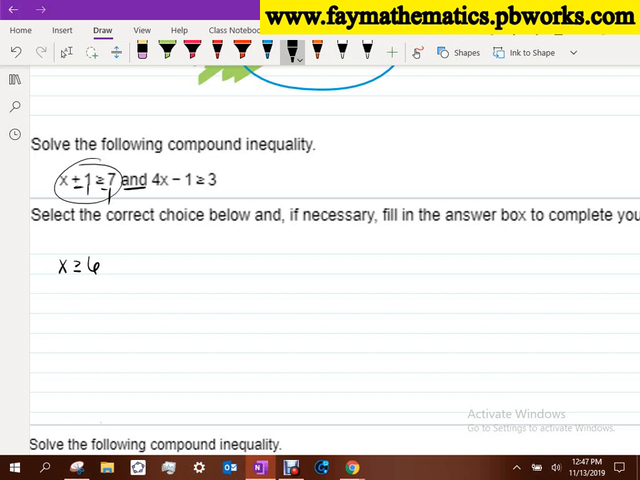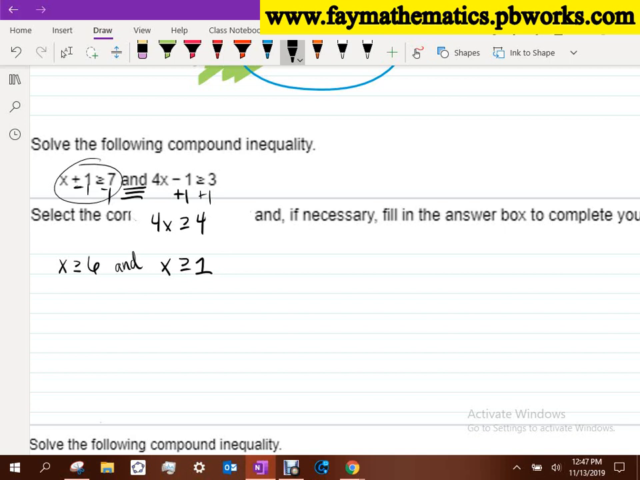Now we got the word "and." Now what are you going to do here? Add 1. Okay? So if I add 1, it's going to give me 4x is greater than or equal to 4. Then what are you going to do? Divide by 4. So x is greater than or equal to 1, right? So now here's the thing. If I look at that, it says x is greater than or equal to 6 and x is greater than or equal to 1.